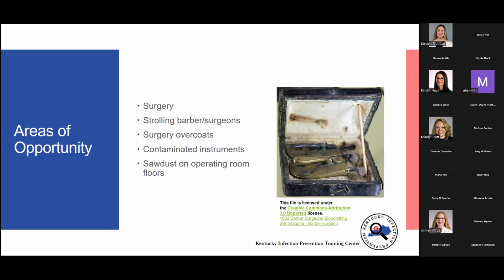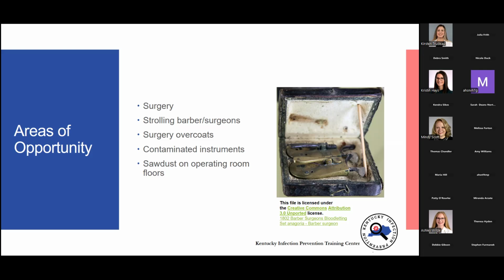And these surgeries were often performed by these strolling barber surgeons. So they were barbers by trade, and then they also performed surgeries. They kind of did both, and there wasn't a lot of hygiene in between. So they wore these surgery overcoats that were not changed between surgeries.